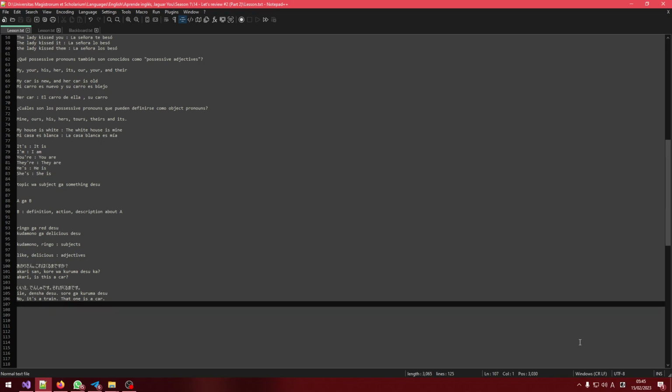This lesson was a bit boring. But yeah, those are the differences. Remember, we must use ga in the context of using question words like nani and dare. And we can use ga to focus on a specific element, a component of a certain topic, like we mentioned before.